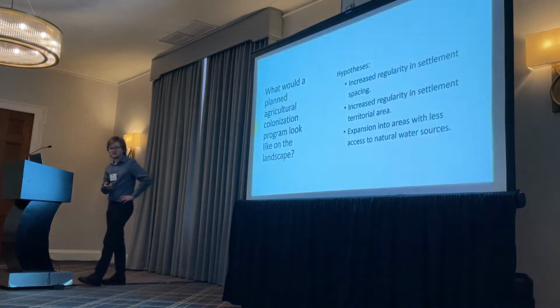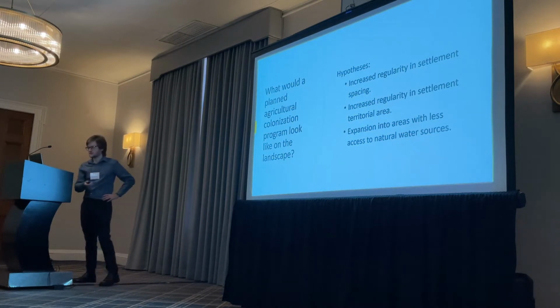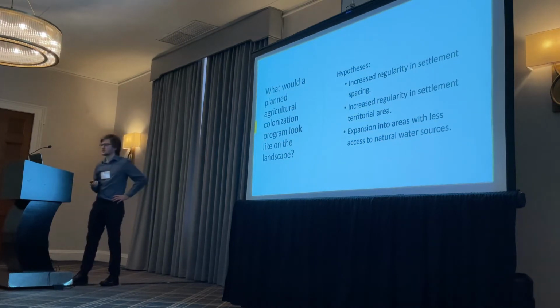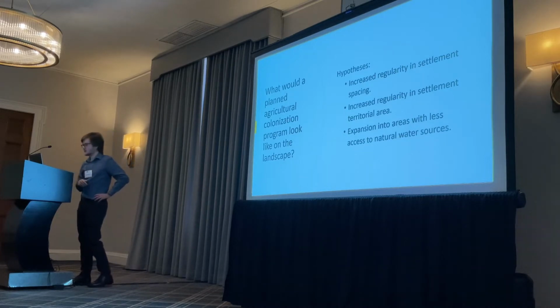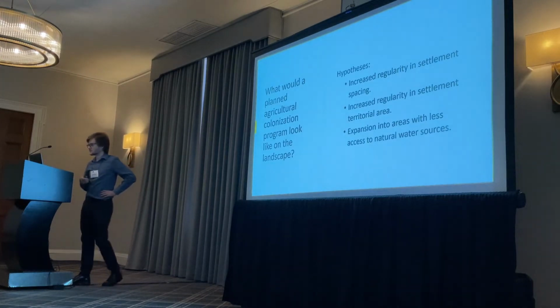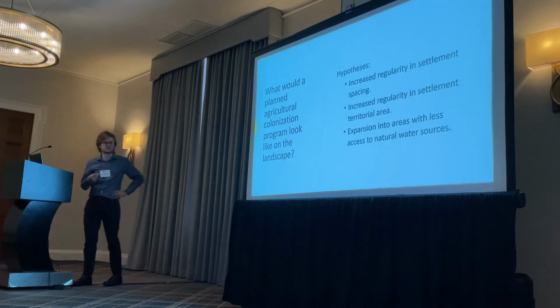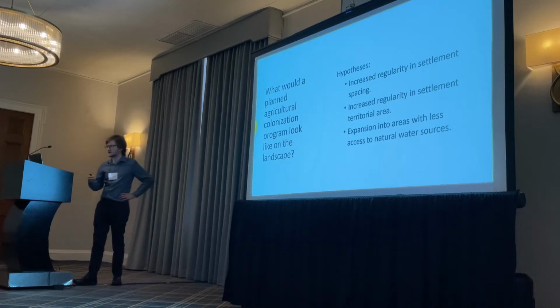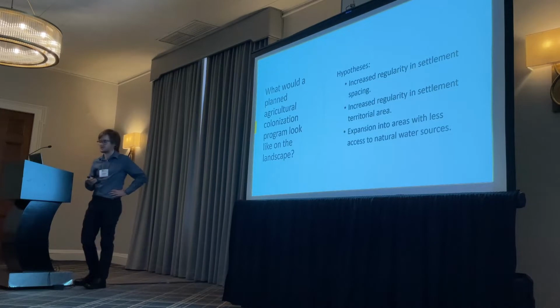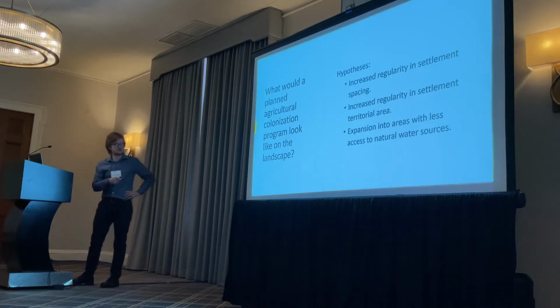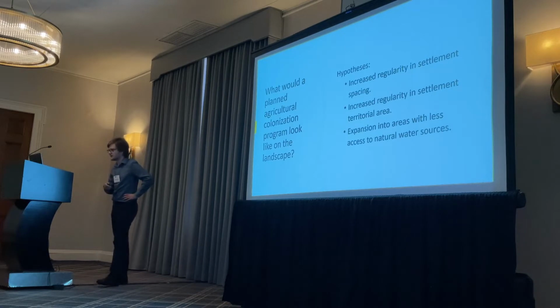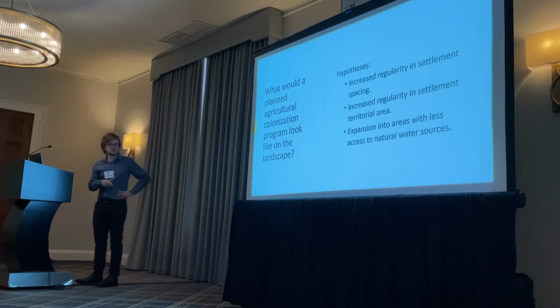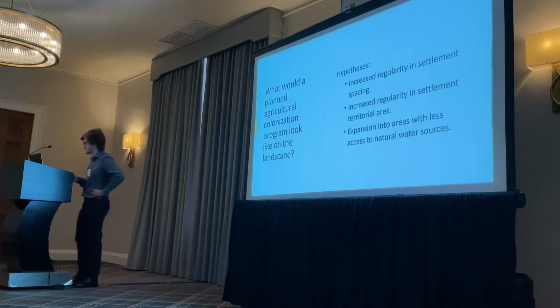So this is that model of planned agricultural colonization that Jason talked about, and the questions then are what would we expect in terms of the very basic patterns, not necessarily even the higher level interpretations. So this would be increased regularity in settlement spacing. It would be an increased regularity in settlement territorial area, being the agricultural exploitation area, and then an expansion into areas with less natural access to water, further away from natural drainages. So this model has been examined in many ways, textual, landscape, historical, but I think this is the first time this data set has really been given any sort of statistical analysis.